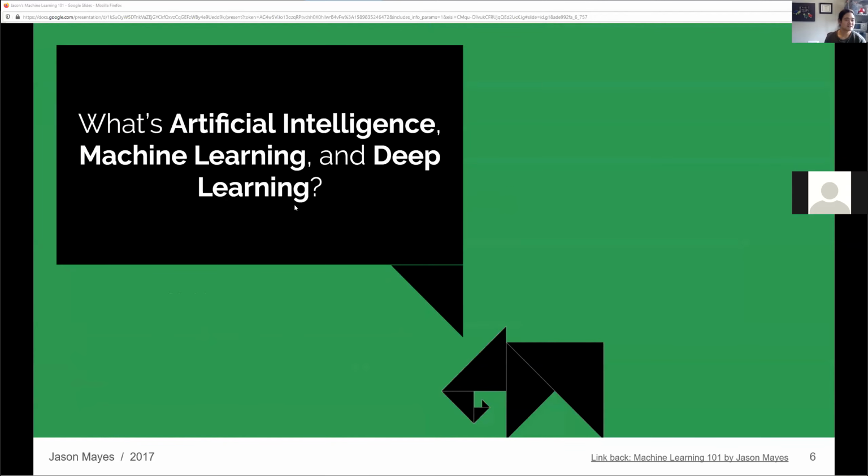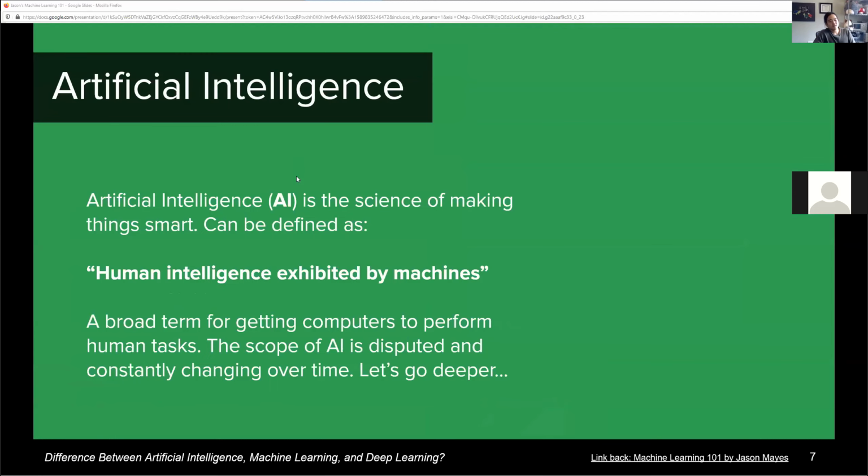So what's artificial intelligence, machine learning, and deep learning? Artificial intelligence is a science of making things smart. It could be defined as human intelligence exhibited by machines. It's essentially a broad term for getting computers to perform human tasks. The scope of AI is disputed and constantly changing over time.